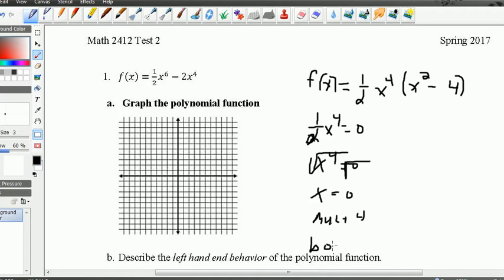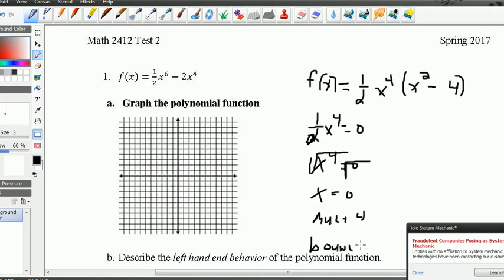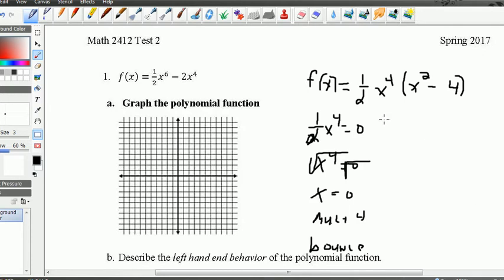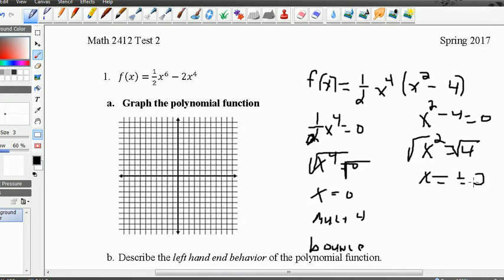Now you go back over here, set x squared minus 4 equal to 0. You get x squared equals 4. Take the square root. That tells you that you have x equals plus or minus 2. That's 2 zeros, and both of their multiplicities are 1.